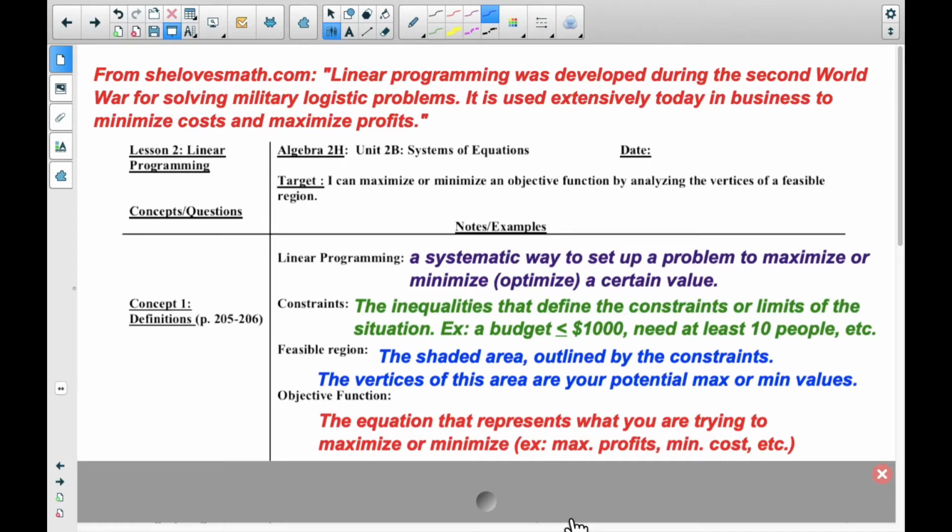The objective function is the equation that represents what you are trying to maximize or minimize. Are you trying to maximize profits? Are you trying to minimize cost? What are you trying to get at? What is your objective here? That is the objective function.